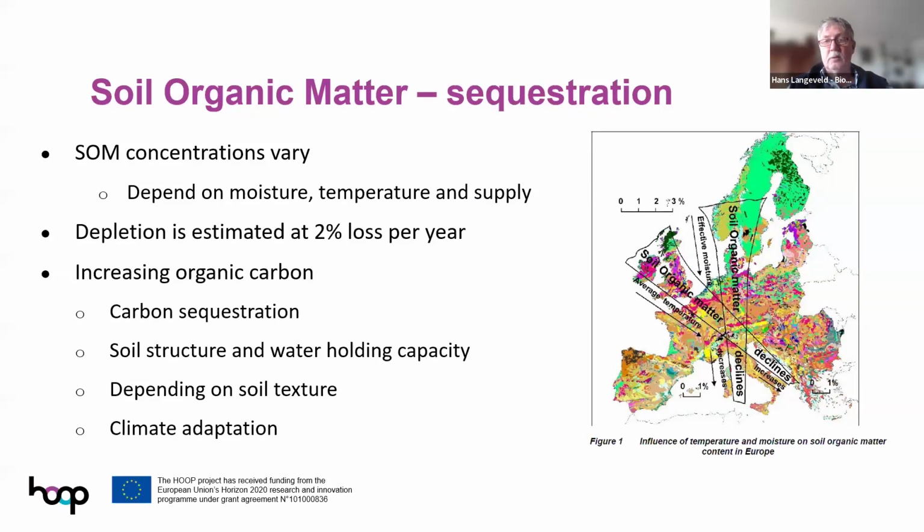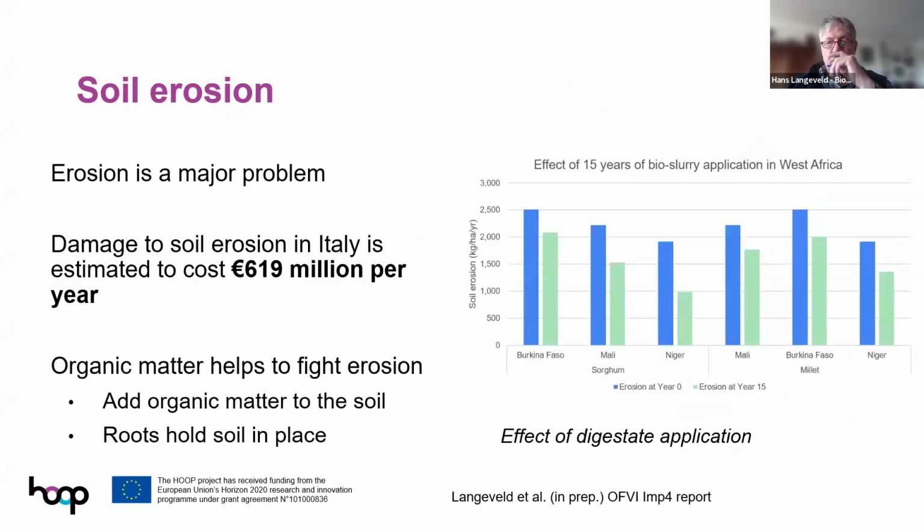So it's a very good way to store your carbon, but it's also good to improve the structure of the soil and the water holding capacity. And in this context, it is a very good way to have a more robust soil in the face of climate change. So it's good for climate adaptation. What you can see here, again, this is for a different project, is that if we have more organic matter in the soil, then soil erosion is also reduced. And as you can see, soil erosion is also a problem.